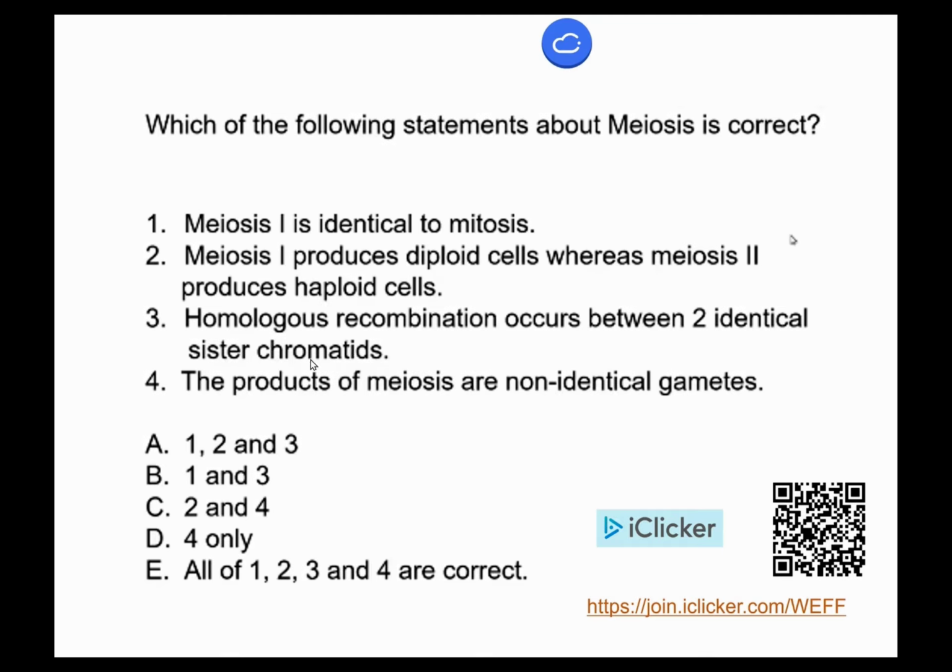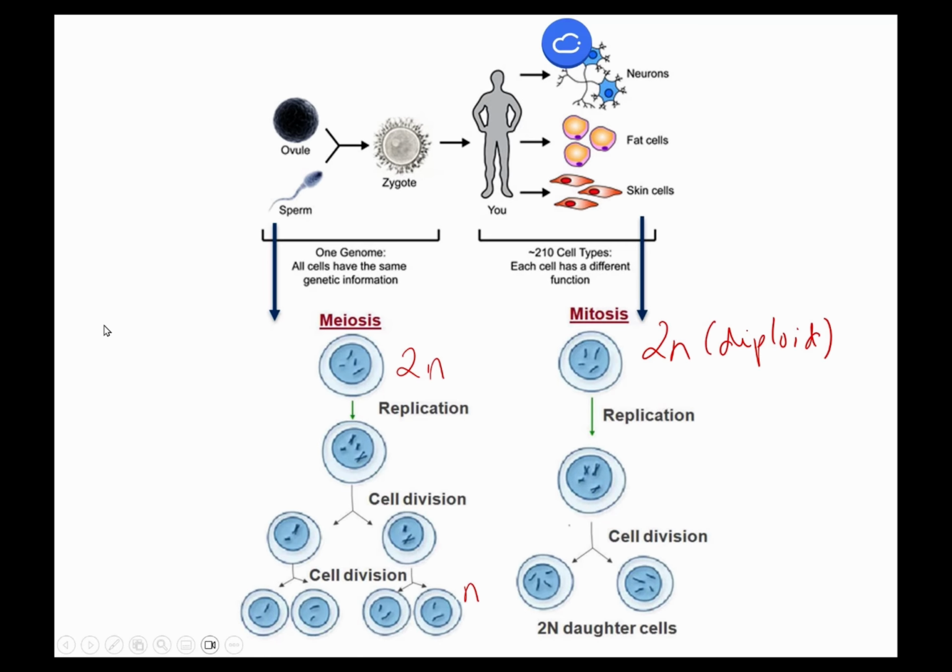Non-sister chromatids. The products of meiosis are non-identical gametes. Yes. If the gametes were identical, then we wouldn't have the genetic diversity that we do. Excellent. Okay, so now let's go back to this slide.